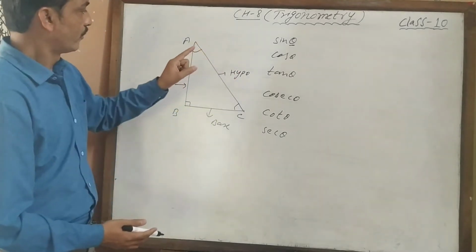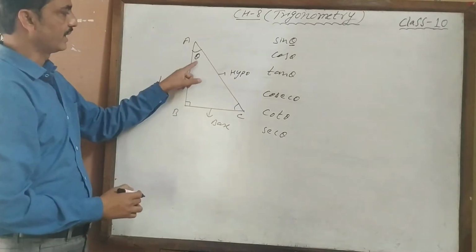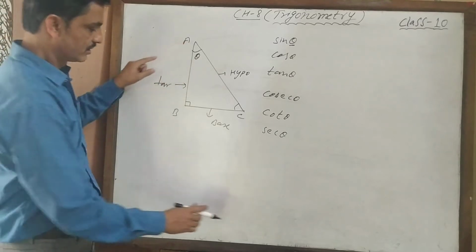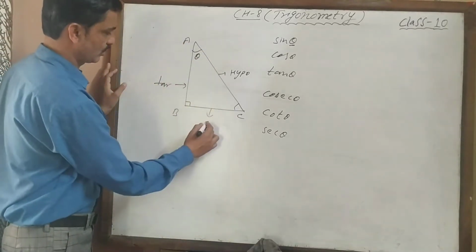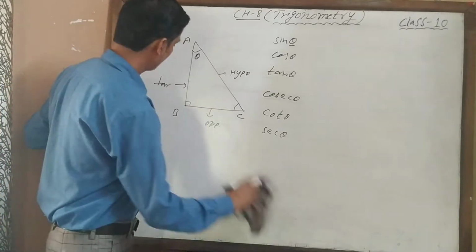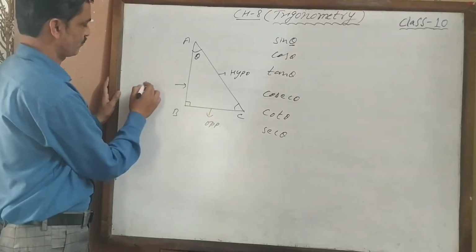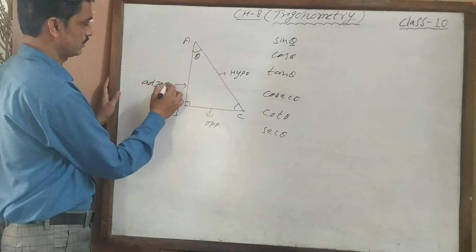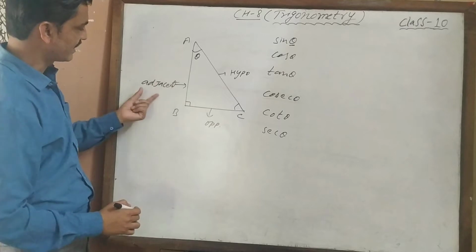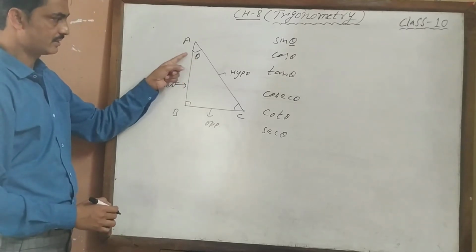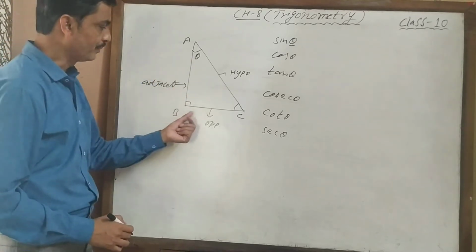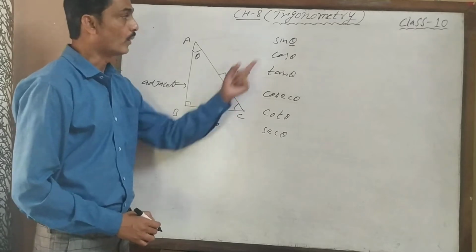Now, for this angle A, here we assume that this is angle theta. So for this angle, BC is the opposite side, and this one is the adjacent side. Yes or no? For this angle theta, AB is adjacent because theta is attached to AB, and for this theta, BC is the opposite side, right?